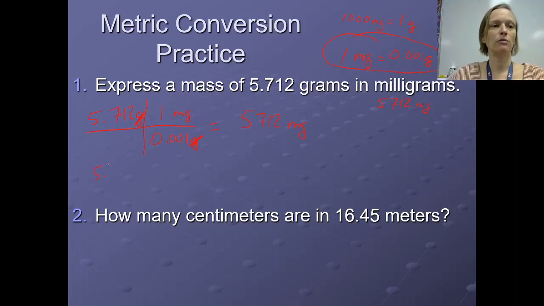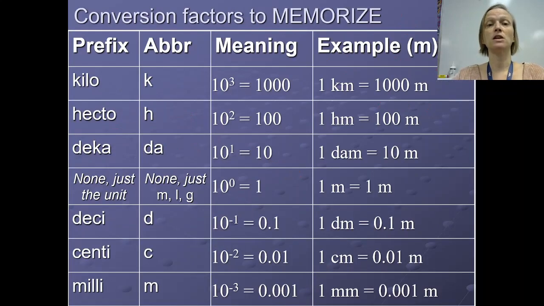We can do 5.712 grams, and our conversion factor can be 1 gram is the same as 1,000 milligrams. This also works. We still get 5,712 milligrams. So there are a couple of different ways you can memorize the conversion factors, but you do need to know these conversion factors.